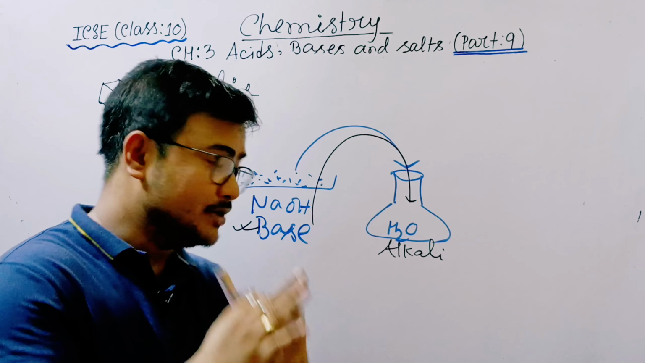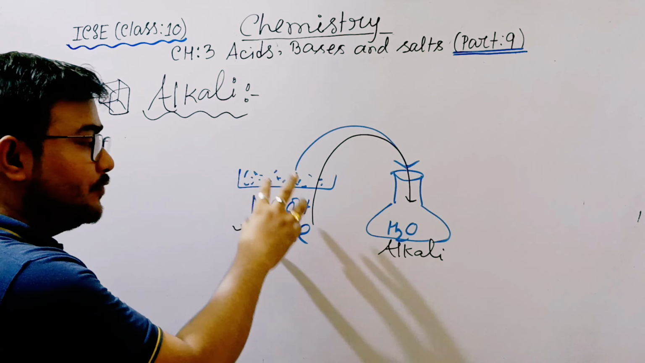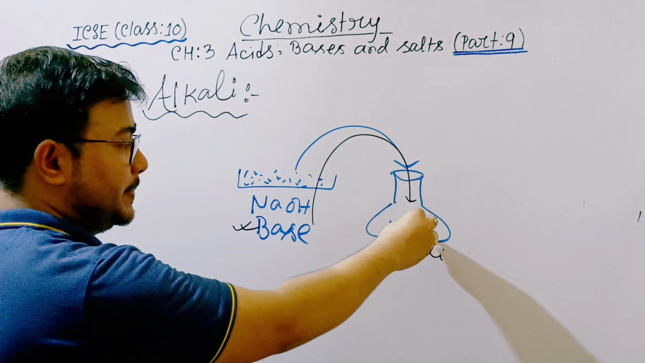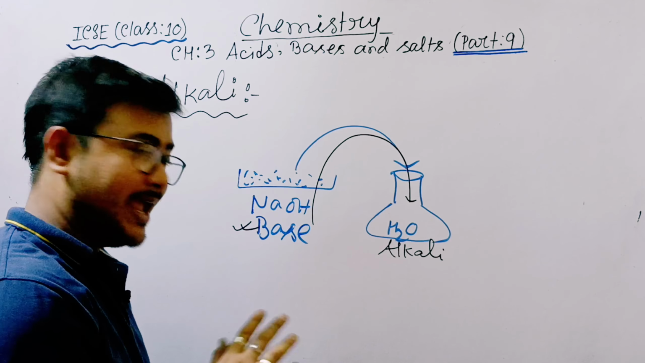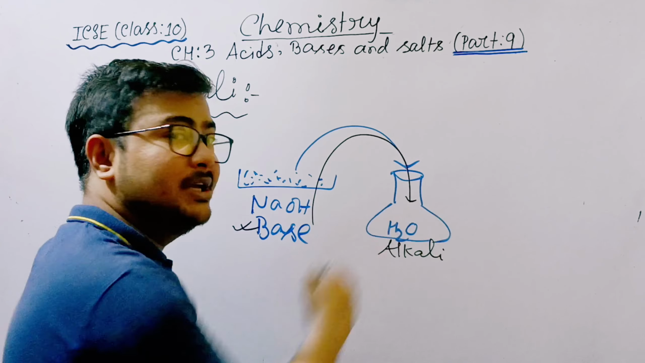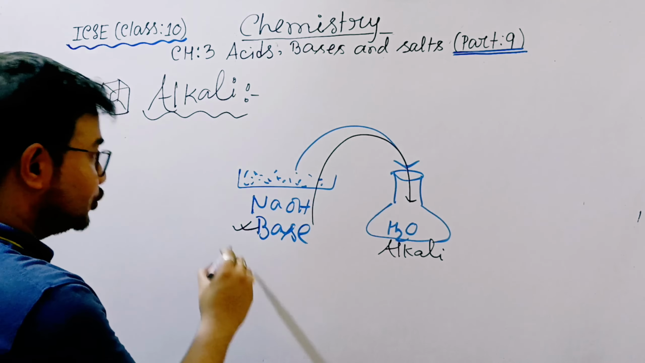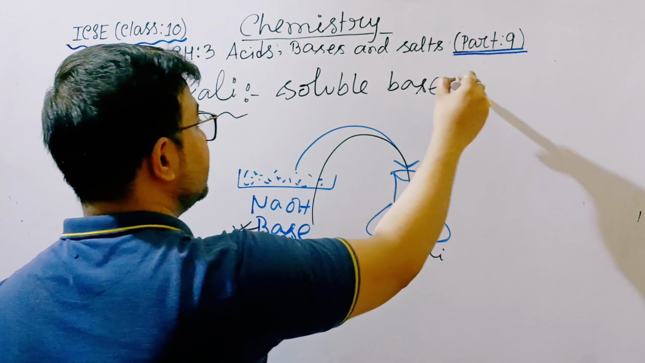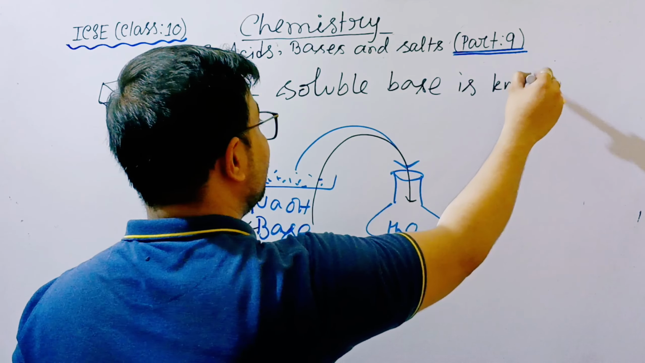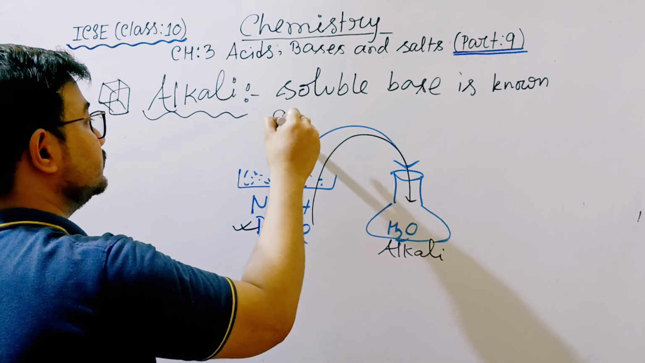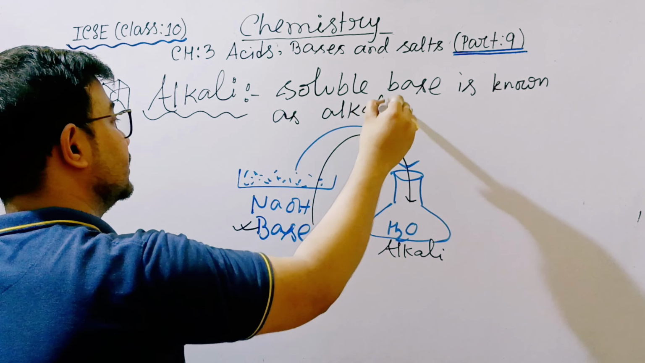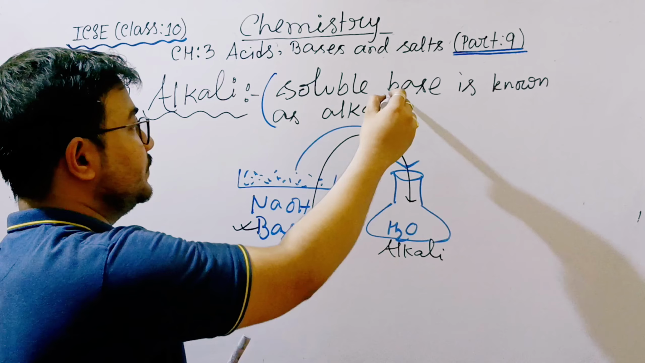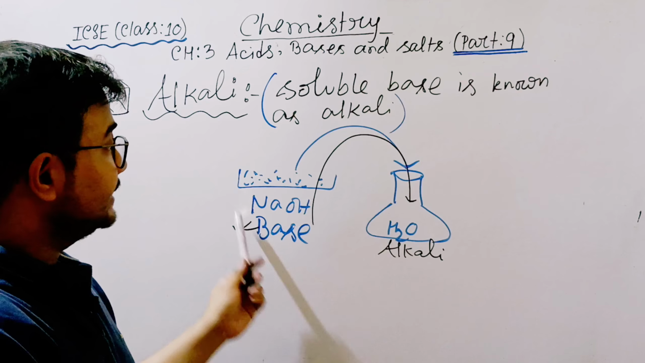Again, one more time, whenever you have a base and you put it into water, the base must be soluble in it. So a soluble base is known as alkali. Do you understand? Soluble, this is the primary definition. Obviously it is the primary definition, so clear your concept, that is soluble.